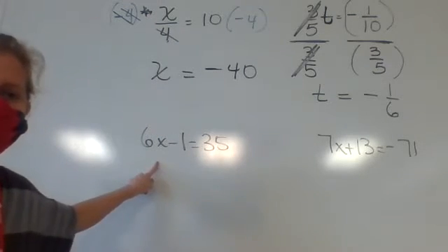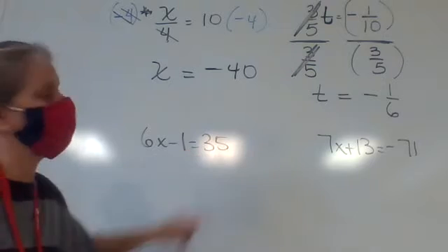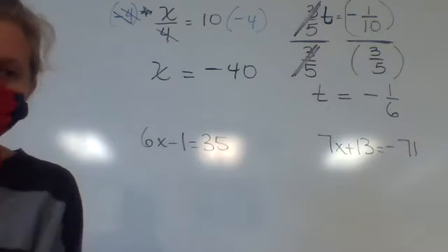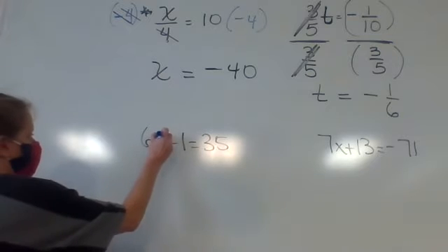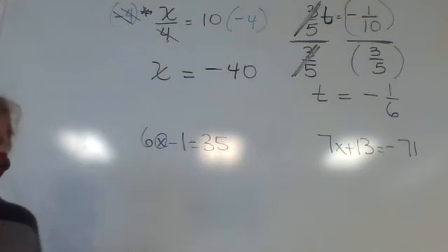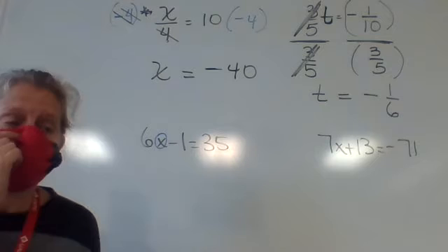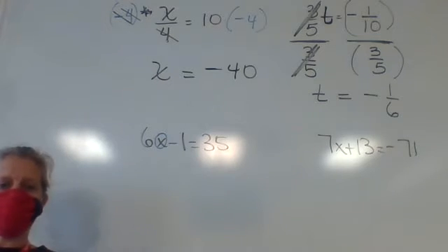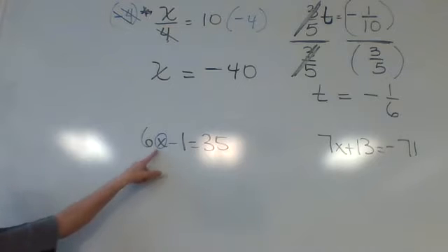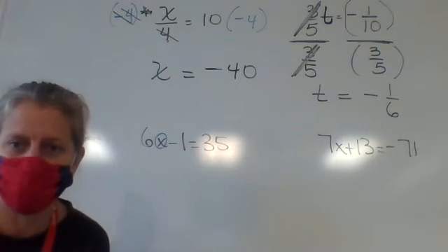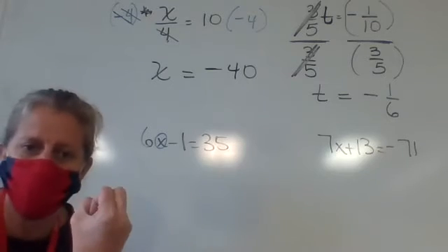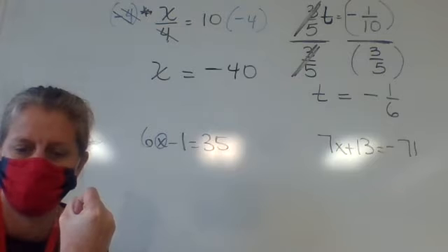So here's number 7. 6x minus 1 equals 35. So now we have more going on, right? X still wants to be alone. Two things need to go away. What you can always be 100% sure of is the hooked on number, whatever is hooked on to your X, goes away last all the time. It's the very last thing. It's like it just wants to hang on to the X until the very end.